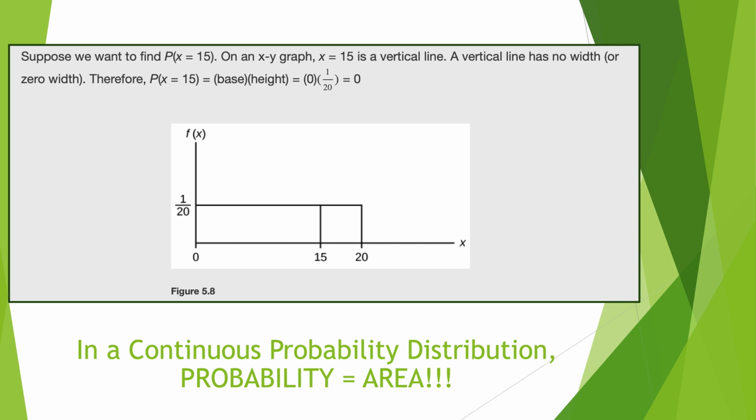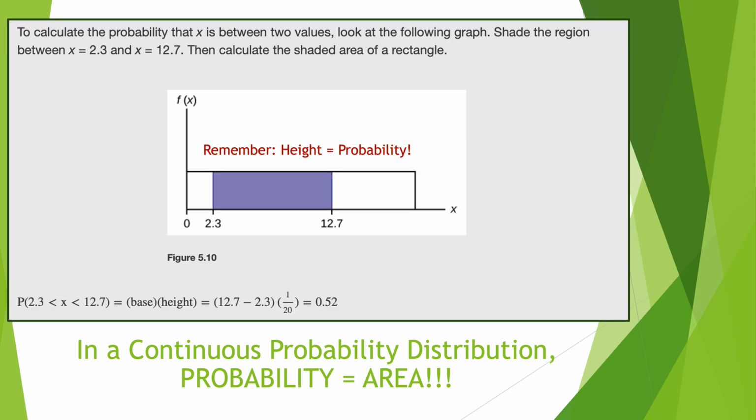Next up, suppose we want to find the probability that x is equal to 15 on the graph. On any x to y graph, x equals 15 is a vertical line. Keep in mind that a vertical line, this is open to a little bit of argument, but for all practical purposes, that vertical line has no width, or a width of 0. So when we multiply, 0 times 1/20th is 0. So the probability of getting exactly a 15 is going to work out to be 0 because it's a vertical line. This type of problem is not used to figure out probability of a specific score, but it very much is if I want to calculate the probability between two variables, because that forms an area.